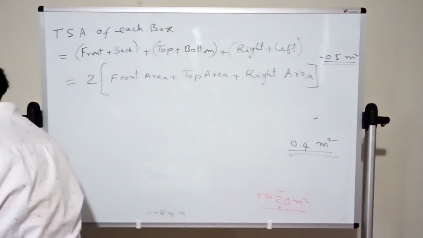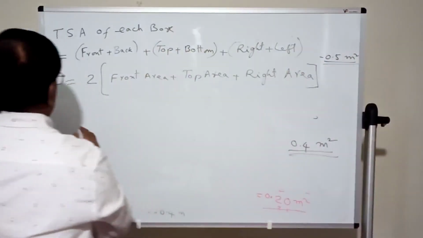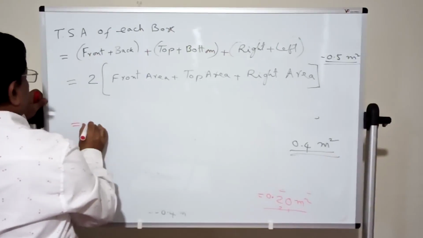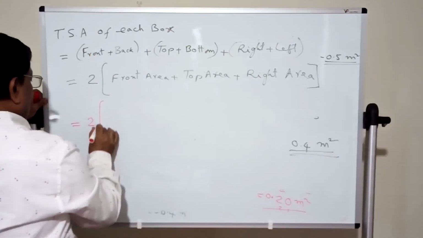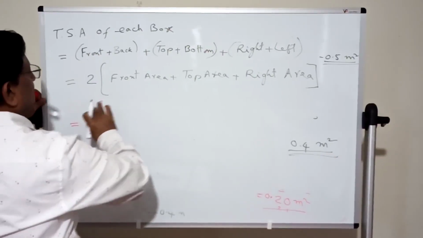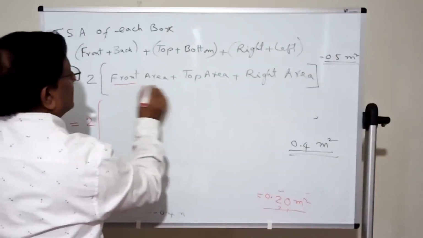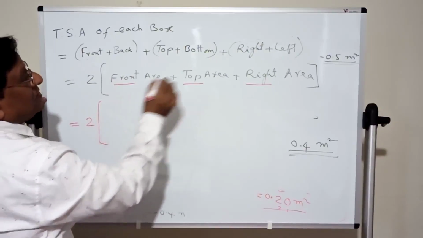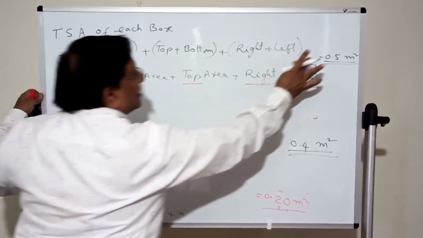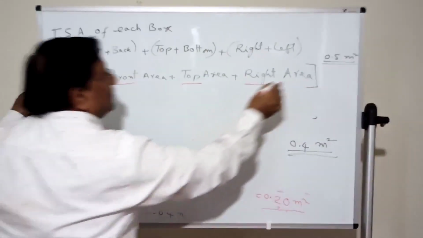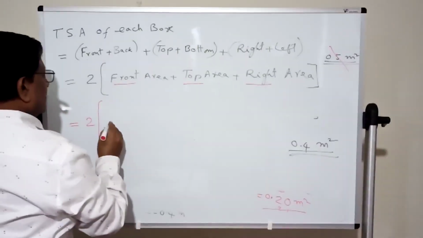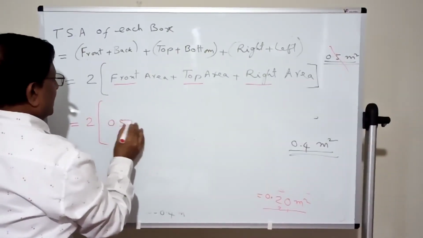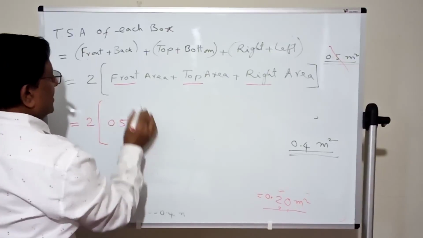Now here you just fill up, substitute the values. 2 whole, that means 2 times of all these things: front, top and right. Front area is 0.5 square meters. If you take out, just tick that one, 0.5 square meters. That is the front area.